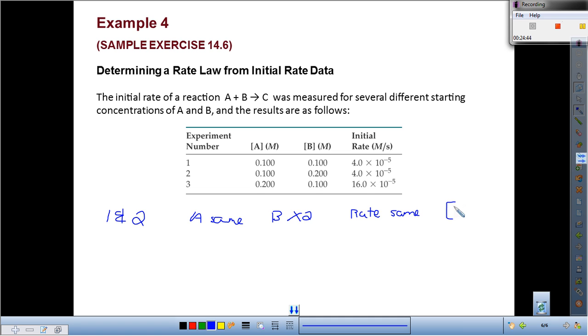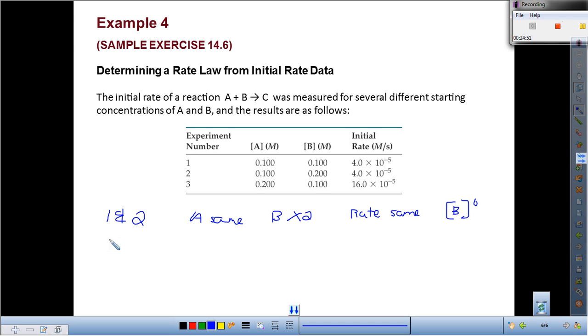B, we're going to give it an order of 0. Why 0? Well, changing the concentration had no effect on the rate. And so that's what you're talking about when you're talking about changing the rate.